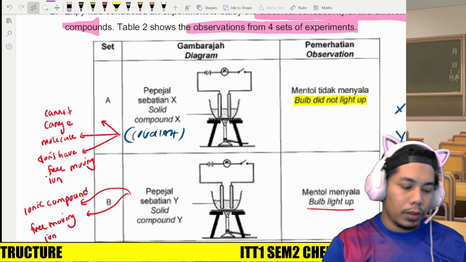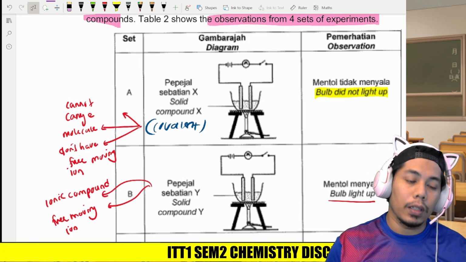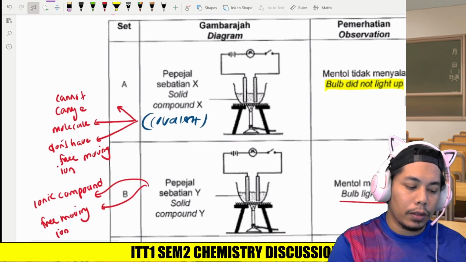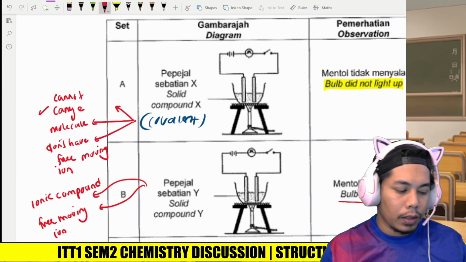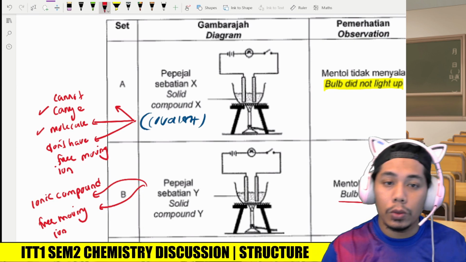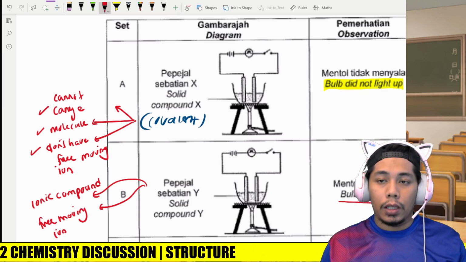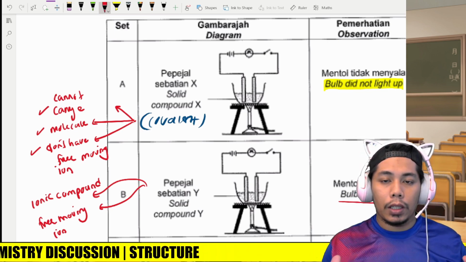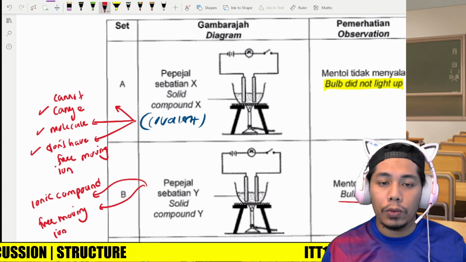Why? First, you must jot it down on your paper. Why can it not carry electricity? Because it exists as molecules and doesn't have free moving ions. In terms of carrying electricity, it is related to the free moving ions.